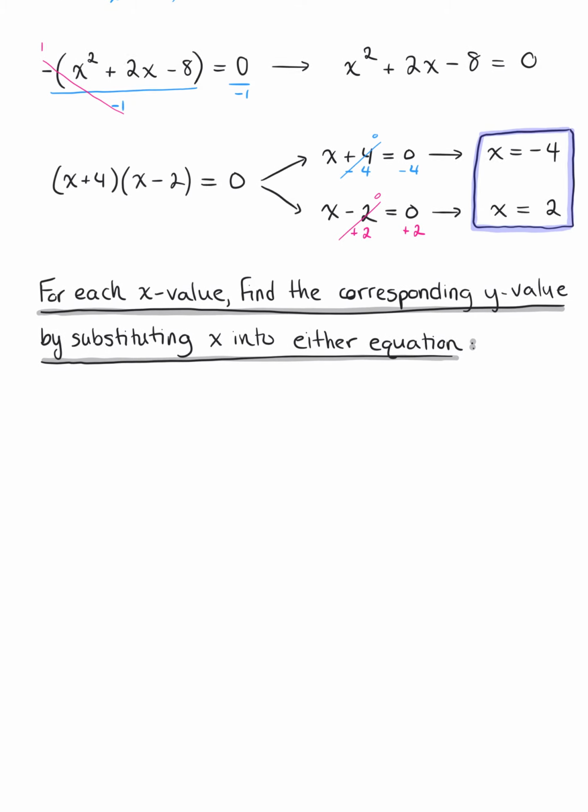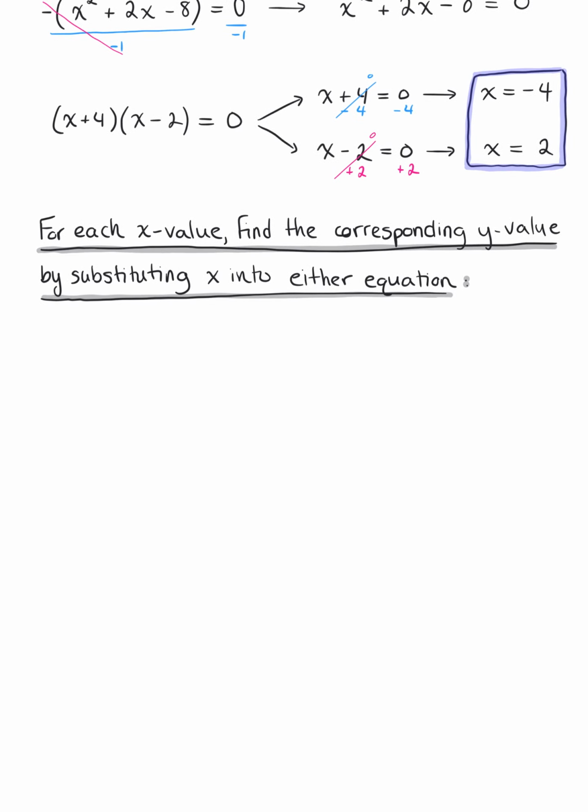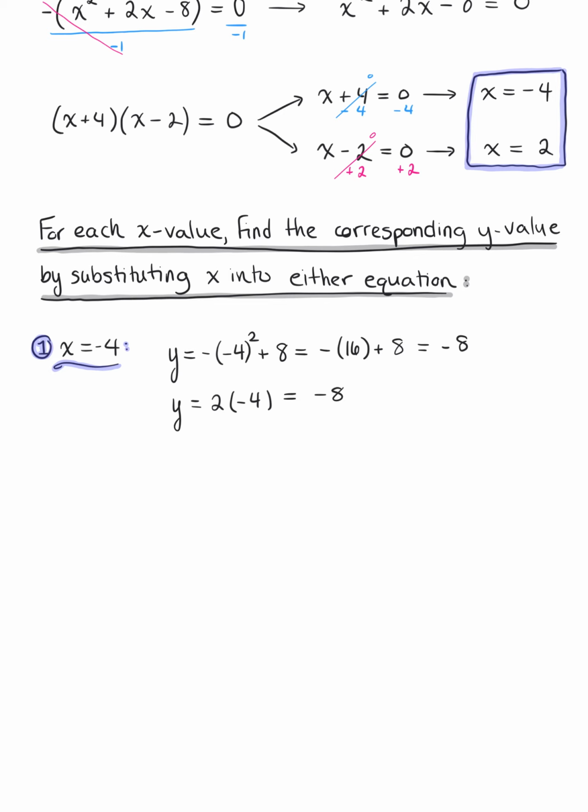Now, while we technically only need to substitute each x value into one equation to find the y, let's be extra careful here and check both to make sure that we haven't made any algebra errors. So case number 1, when x is equal to negative 4, when we substitute this x value into the quadratic equation, we can see the corresponding y is negative 8. And very similarly, when we substitute x equals negative 4 into the diagonal line, we also find a corresponding y value of negative 8, making our first solution point the ordered pair negative 4, negative 8.